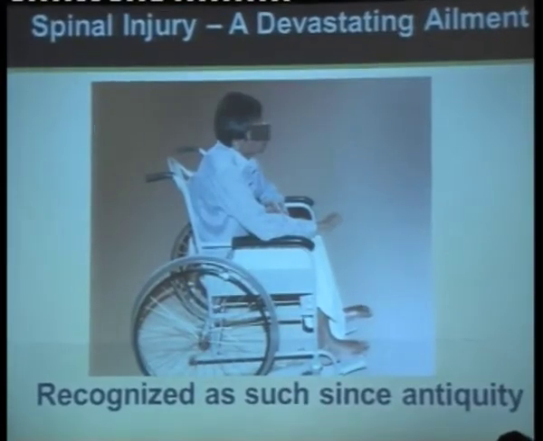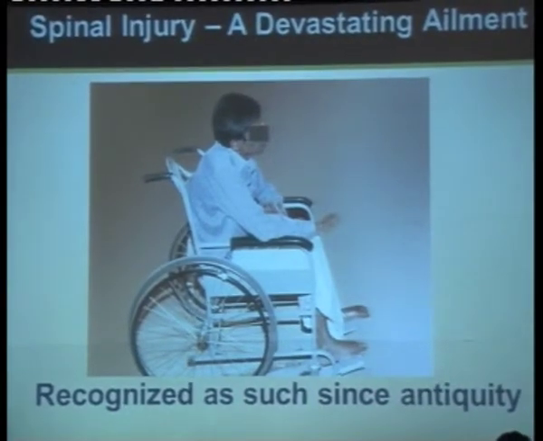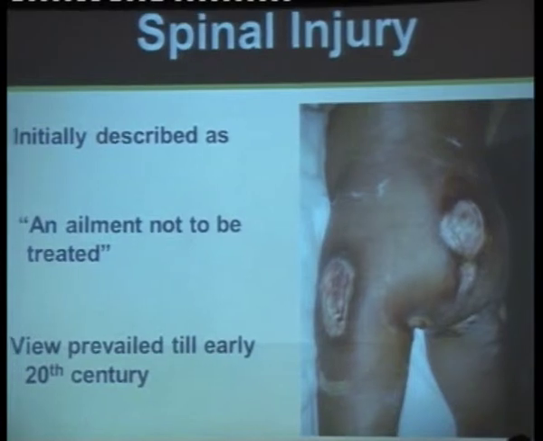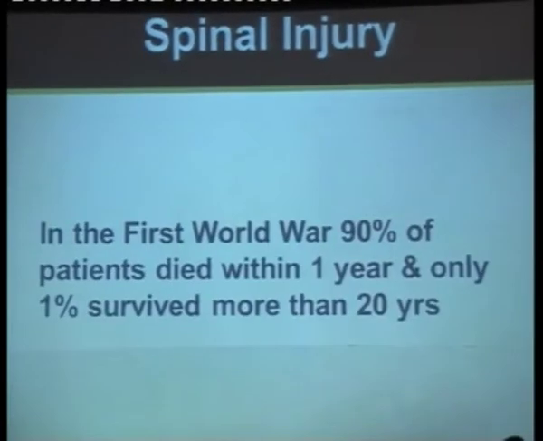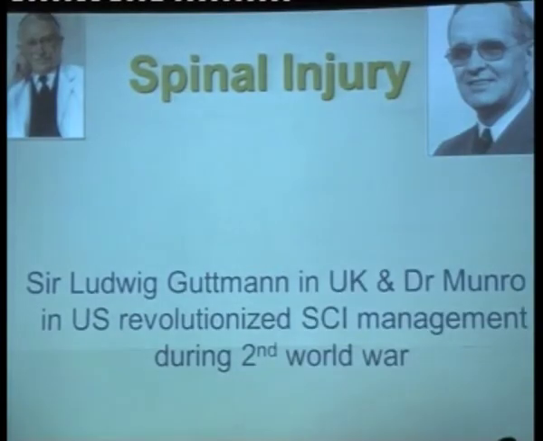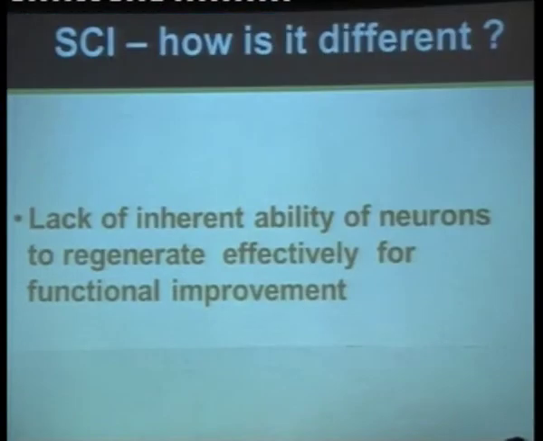Over the next few minutes, we'll be talking about a devastating ailment, spinal cord injury, which had been initially described as an ailment not to be treated. And in the First World War, 90% of the patients died within 1 year, and only 1% survived more than 20 years. However, during the Second World War, two stalwarts revolutionized the management of spinal cord injuries.